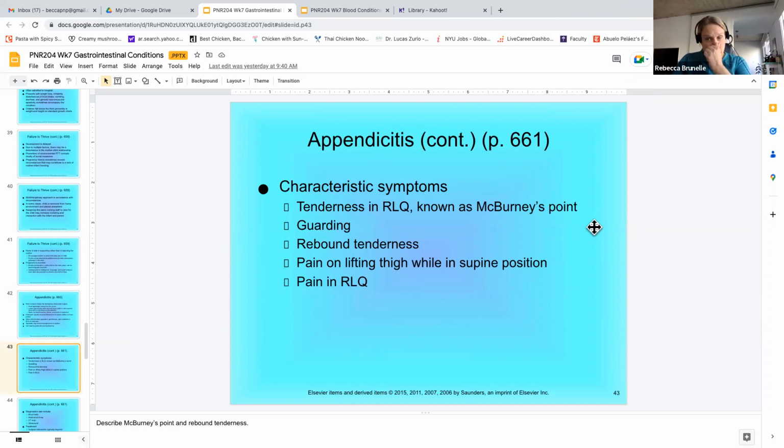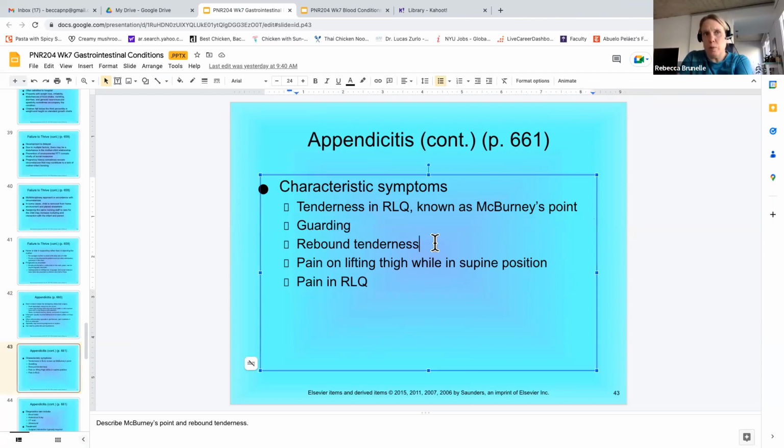Guarding is they don't really want you to touch them. And then rebound tenderness. Who knows what rebound tenderness is? When you press and release. Yeah, so you press down and it's not that painful, but as you're lifting your hand up, that's when the pain is more severe. So it's when it rebounds after you press down that they have the worst pain. Something also associated with appendicitis is that when you lift the thigh while they're lying supine, that can cause pain. So I would remember for sure McBurney's point, right lower quadrant, rebound tenderness. These are all classic symptoms of appendicitis.